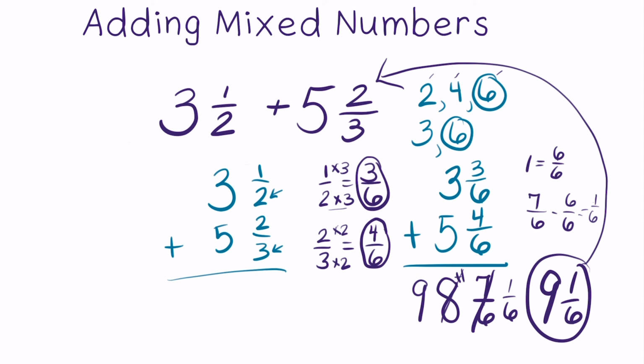Remember, when you're adding mixed numbers, write your problem vertically. Look at the fraction portion of your mixed numbers and see if they share a common denominator. If not, find the least common multiple and then find the equivalent fractions that share the same common denominator. Then add up your fractions, your whole numbers, and simplify your answer.